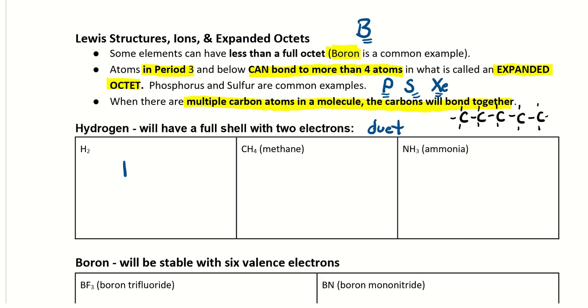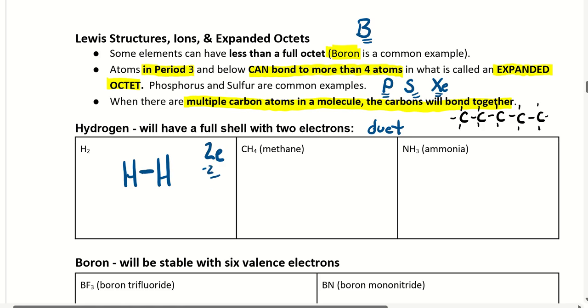So hydrogen, this is a no-brainer because they each have 1 electron, so we have a total of 2. And if we put the bond in there, 2 minus 2 equals 0. And we're like, yeah, but there's not 8, right? It only needs to have 2.